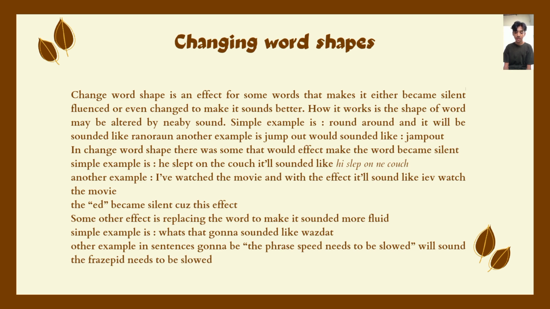You see, the S from the what's became like a Z. What's that? You see. Another simple example in sentence is gonna be like the phrase speed needs to be slowed, and it will sound like the phrase speed needs to be slowed. You see, the phrase didn't use Z, but with this effect, it's influencing the words next, which is speed, became speed. The phrase speed needs to be slowed. If you do it correctly, it will more sound like the phrase speed needs to be slowed.